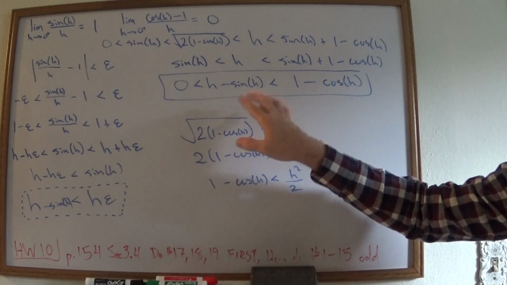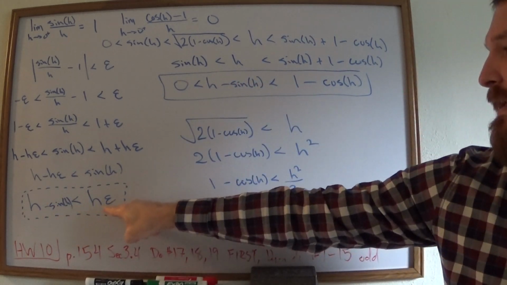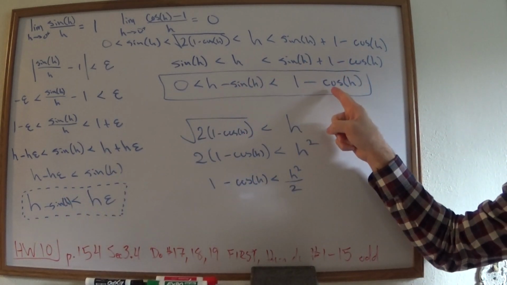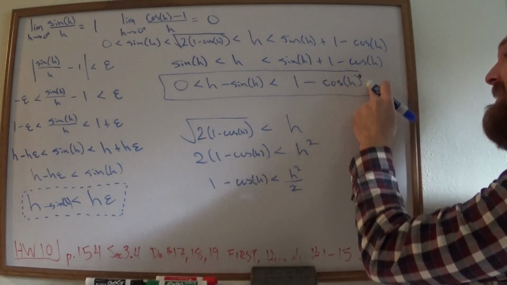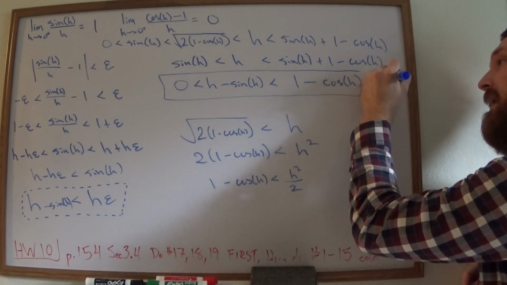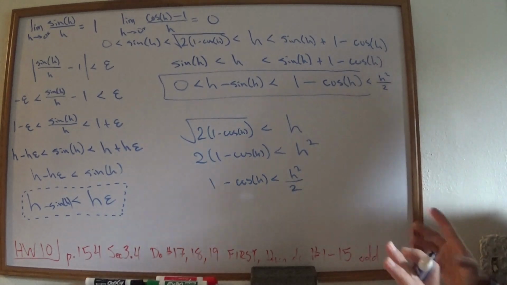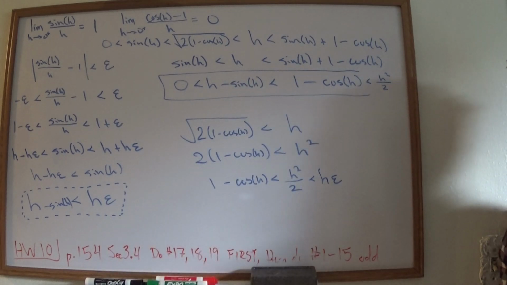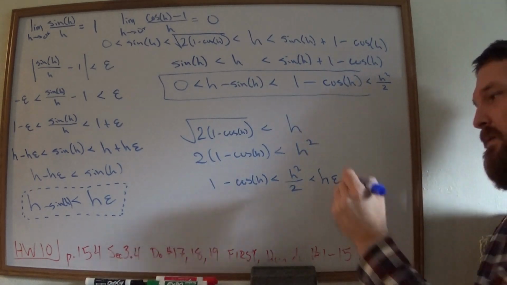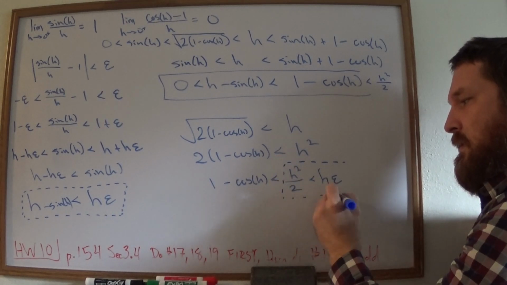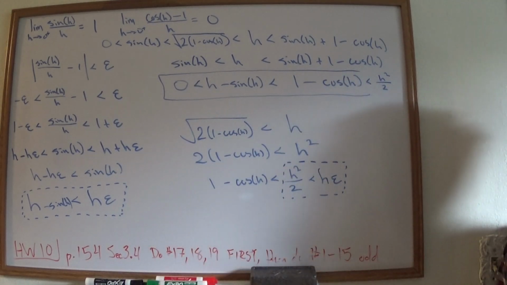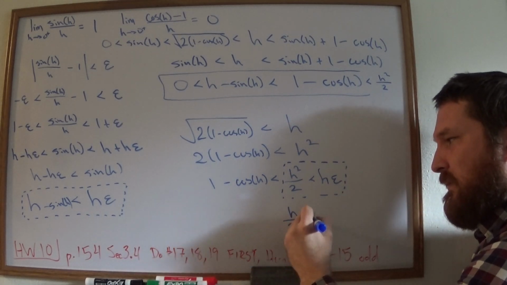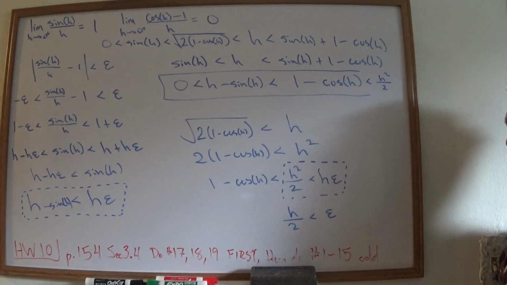Now I'm starting to see, wait a second. I need to show that this is less than that. I've shown that this is less than that, and that that is less than this. And so now it's just a question of, can I show that this indeed is less than h times epsilon? Let's just see what happens. And so maybe I'll divide both sides by h. Again, h is positive, so I don't need to worry about it. That's cool. h over 2 is less than epsilon. Oh, here it is.